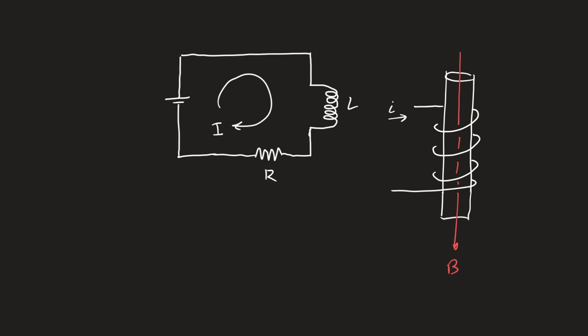So I'll say it again. An inductor is invisible in a circuit when the current's in a steady state condition. Because when it's in a steady state condition, there's no change of the magnetic flux. So it's invisible. It's zero resistance.